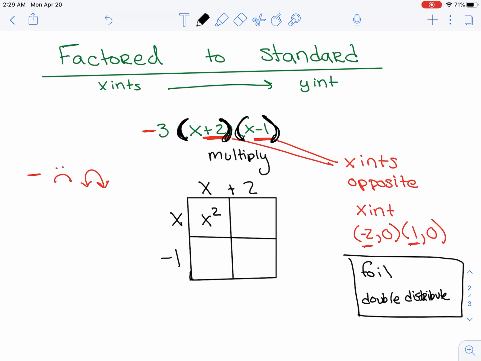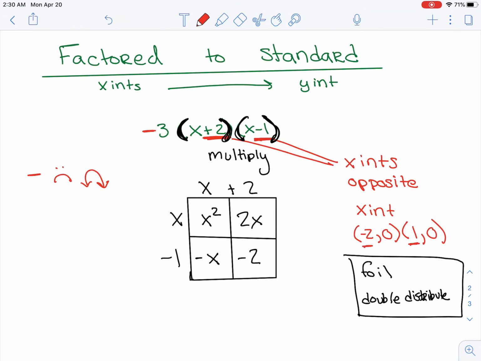X times x makes x squared. X times 2 makes 2x. X times negative 1 makes negative 1x. Sometimes we can write it without the 1. If you want to write the 1, you can. Then I have negative 1 times 2 makes negative 2. Again, this is a review from January. We spent a whole month on making these boxes.